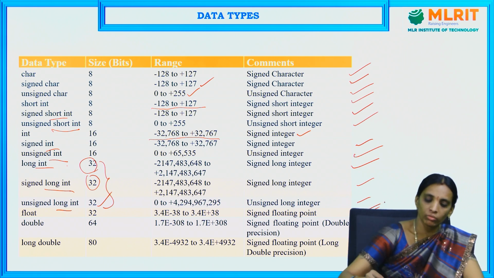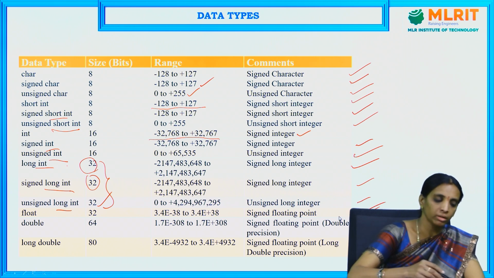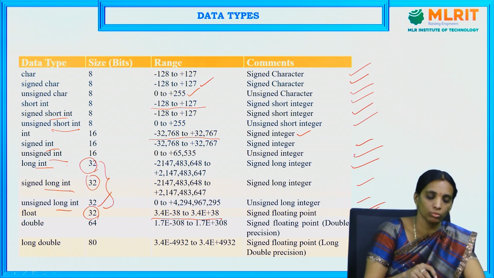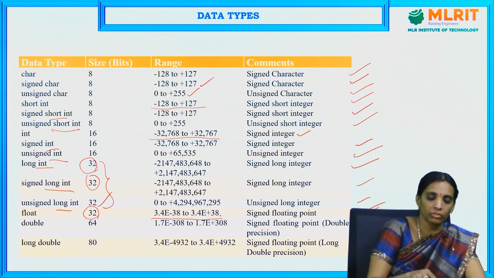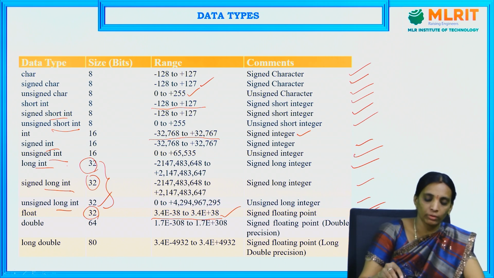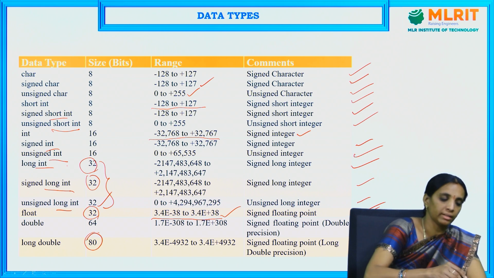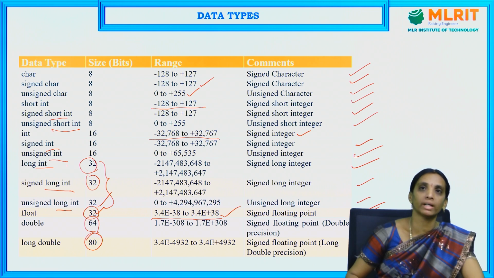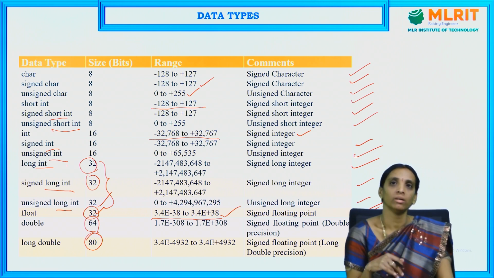The float is used for representing floating point numbers. It is 32-bit data, and it can have a range of 3.4e power minus 38 to 3.4e power plus 38. Here the double represents the signed floating point number, and long double represents 80-bit data. The double represents the double of the float, that is 64-bit data. So these are the different data types available in embedded C programming.